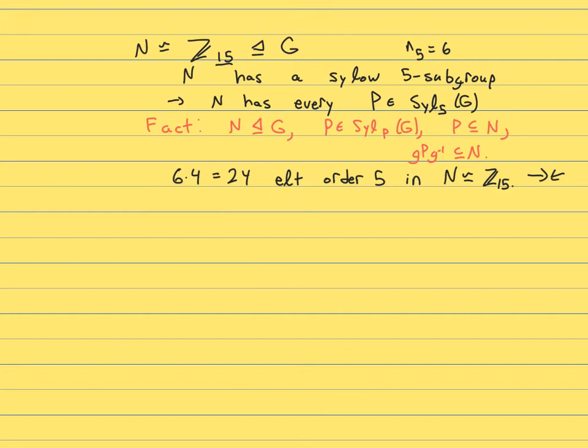Well, it can't be the case that n sub 3 is equal to 1 and n sub 5 is equal to 6 simultaneously. You can't have this. Which means if n sub 3 is equal to 1, then n sub 5 is equal to 1. So if you have a normal Sylow 3 subgroup, then you have a normal Sylow 5 subgroup. Oh, okay. I guess that's information.